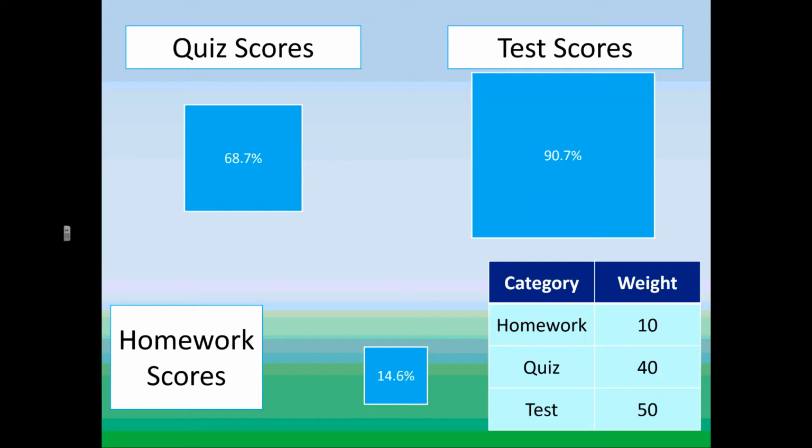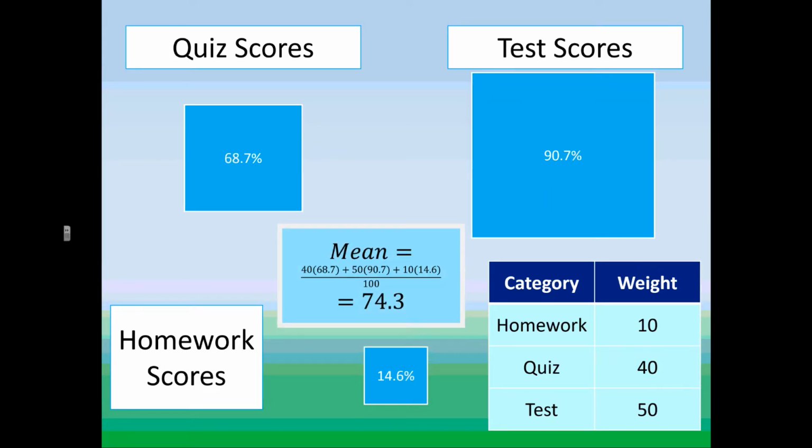Test scores for this teacher is incredibly important. To count it as 50%, that's half of your grade is just based on your tests. Okay, so what we do is we take these weights and we take the averages from each of the categories, and that's how we figure out your total average.